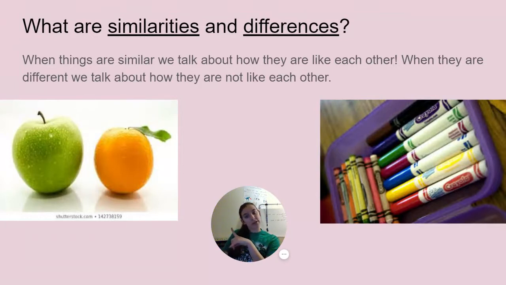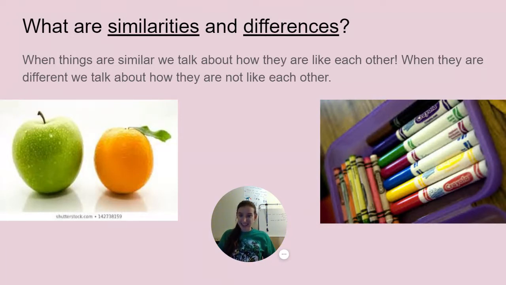So let's look at our fruit. How are that apple and orange similar and different? What's one way they're similar? I hear a lot of good answers. We know that both the apple and the oranges are fruit. We can eat both of them. They both grow on trees. They're both round. How are they different? What's the way that the apple and the orange are different from each other?